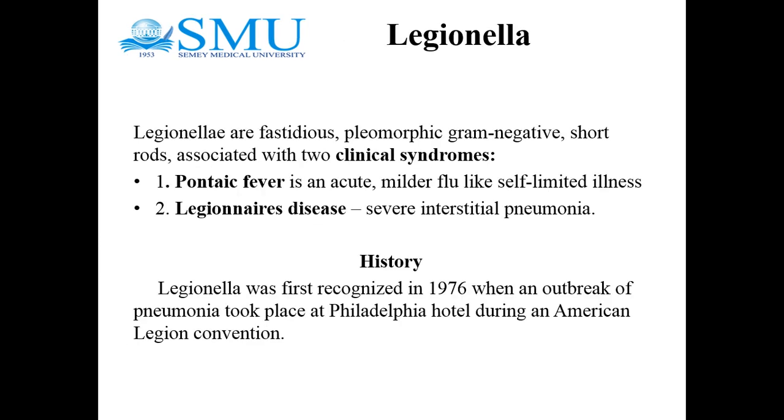Legionella are fastidious, pleomorphic, gram-negative, short rods associated with two clinical symptoms. Pontiac fever is an acute, milder, flu-like self-limited illness. Legionnaire's disease is a severe interstitial pneumonia. History: Legionella was first recognized in 1976 when an outbreak of pneumonia took place at a Philadelphia hotel during an American Legion convention.